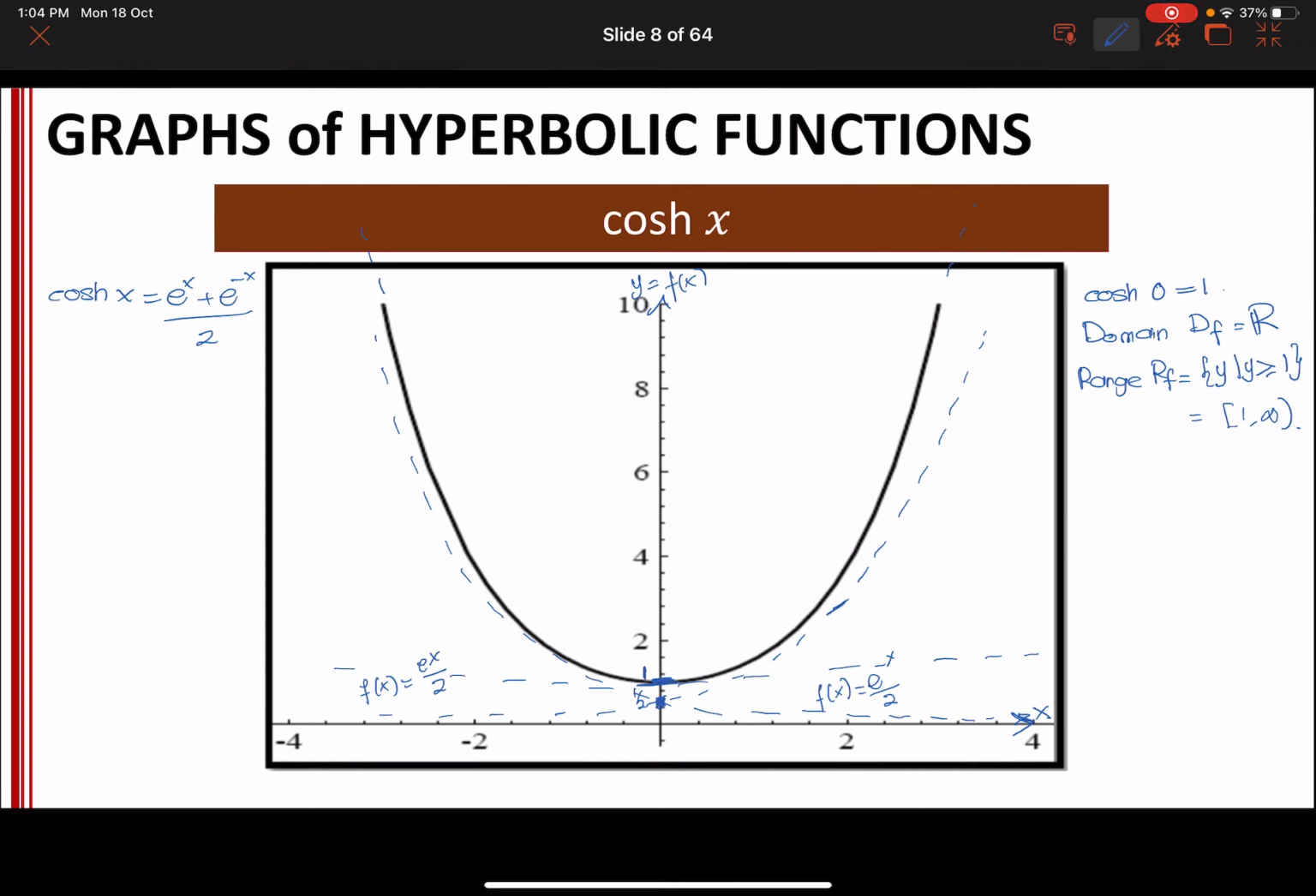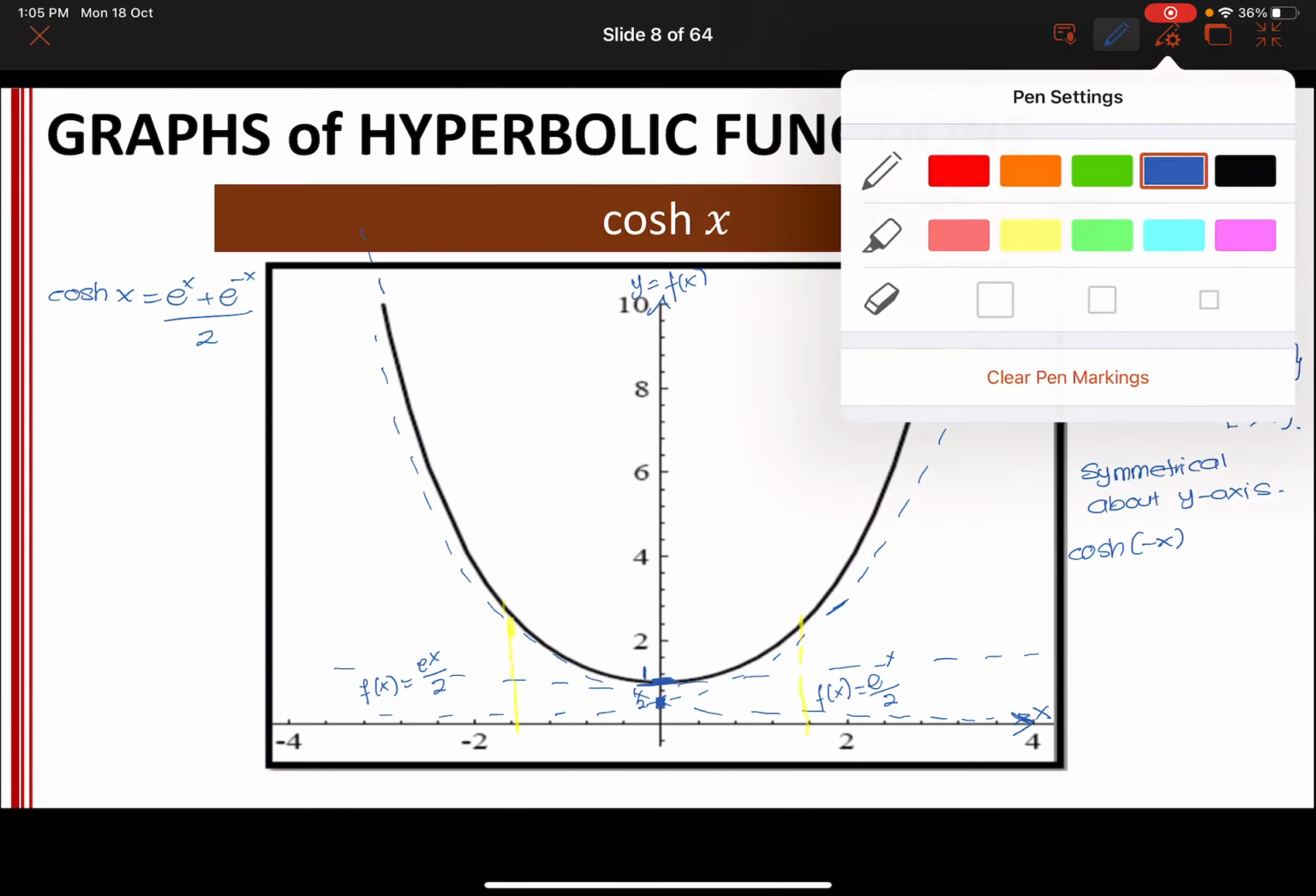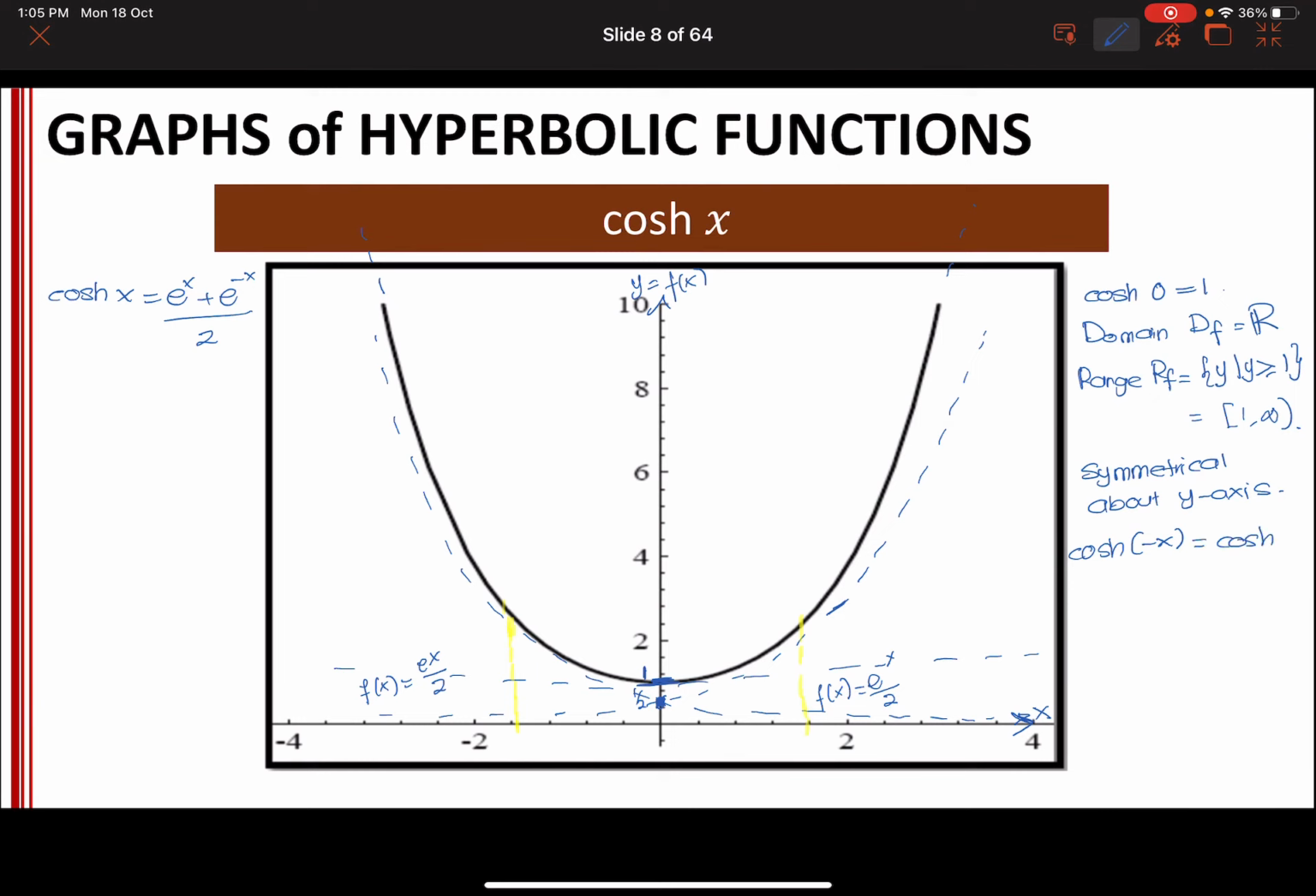And you can see that it is symmetrical about the y-axis. So we know that cosh of negative x, if you take negative x, for example, let me take here, it will be a similar value. So cosh(-x) is equal to cosh x.